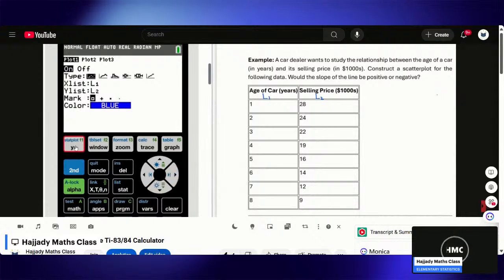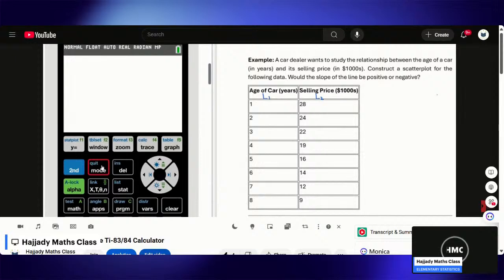Then under the type we have different designs. This is for histogram, this is for the box plots, and these two. Then the first one is going to be more appropriate. On your X list, let it be L1 and Y list to be L2. For the mark, you can choose different designs you want, but I think this is okay. Now next is to click on second quit.